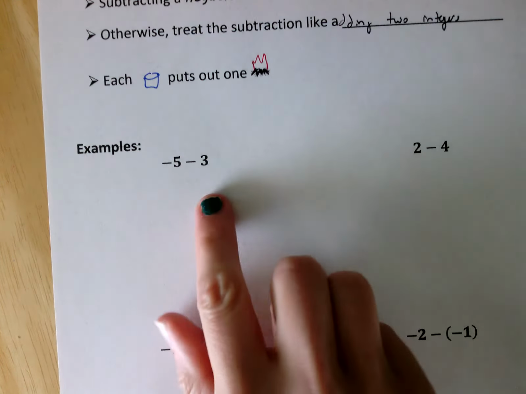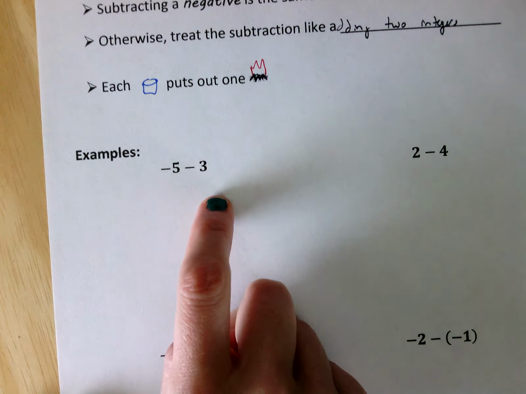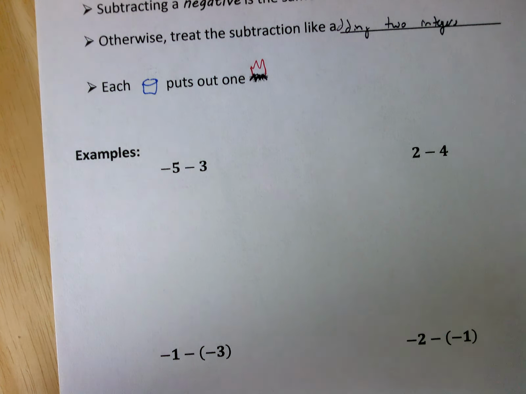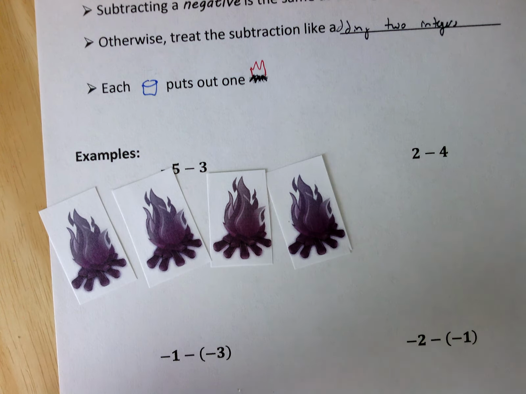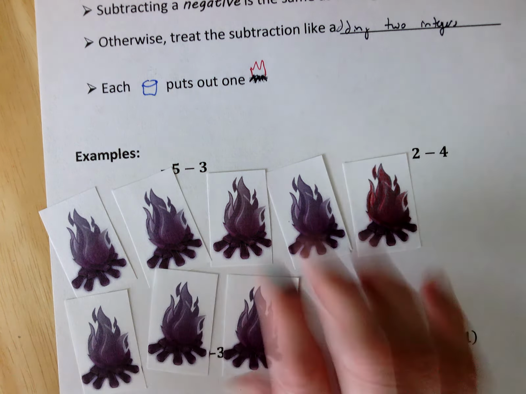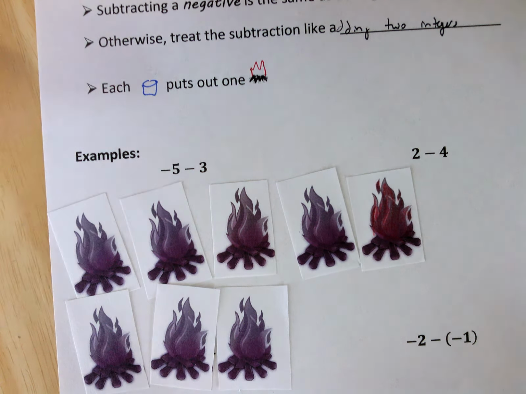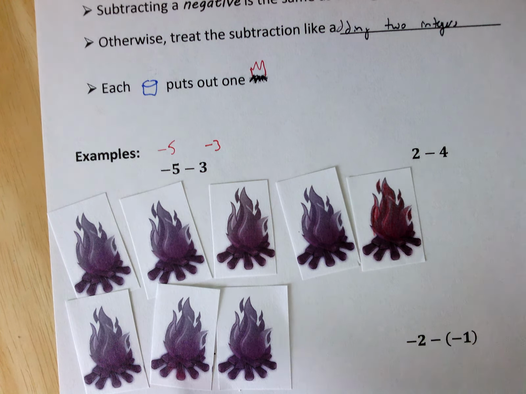Let's start by looking at this problem here. Instead of looking at this as -5 minus 3, I'm going to look at it as -5 and -3. Using my fires and buckets of water, that means that I have -5, so that's 5 fires. And then -3 is 3 more fires, right? That's all that this problem is saying. So don't look at this as -5 minus 3. You want to regroup it and look at it as a -5 and then also a -3. And when I put all that together, what am I going to have?